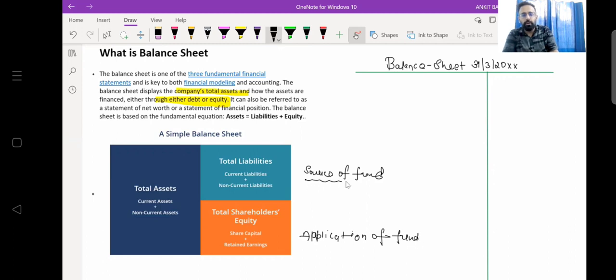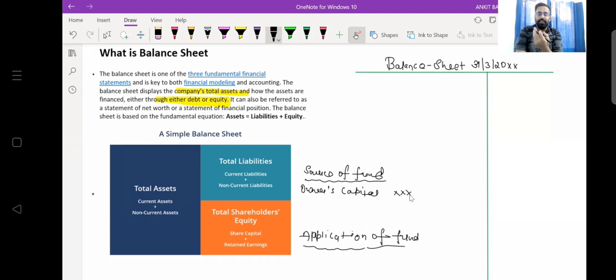So what can be the source of funds for any company? If I'm starting a business, I can invest my own money. Here we call it owner's capital. When any owner invests their own money in the business, we call it owner's capital, or you can say share capital.